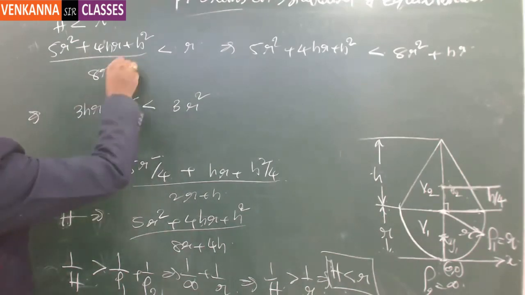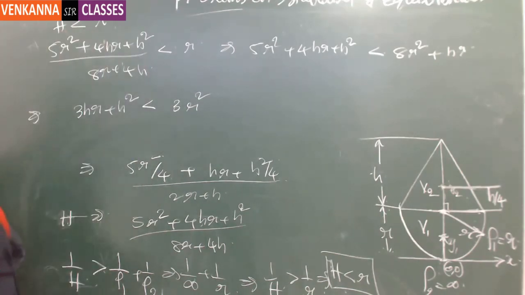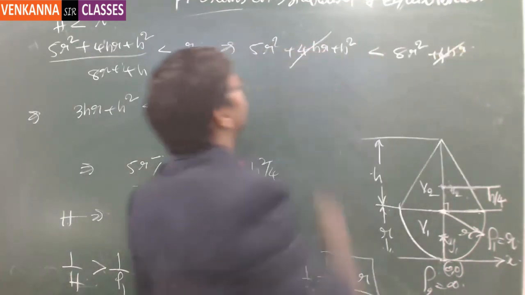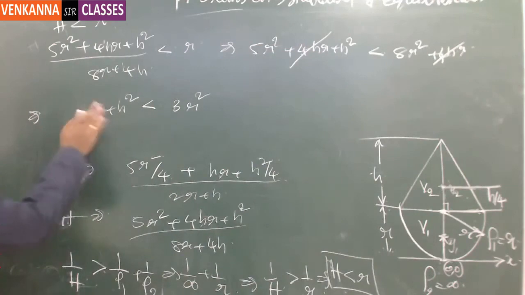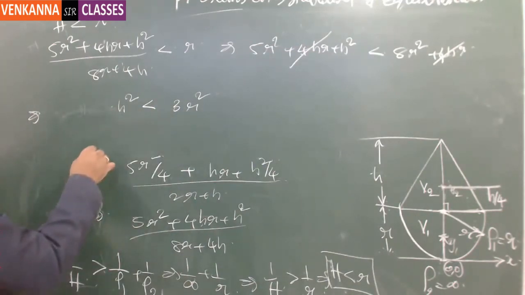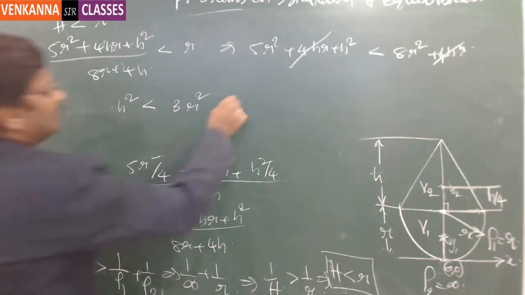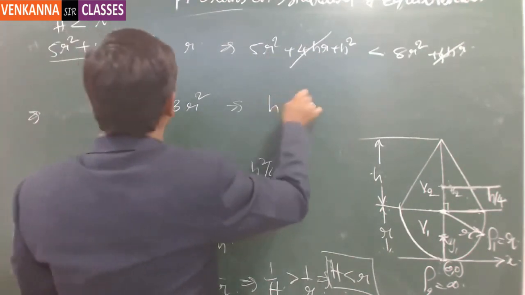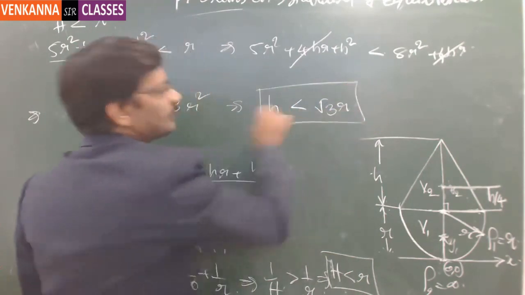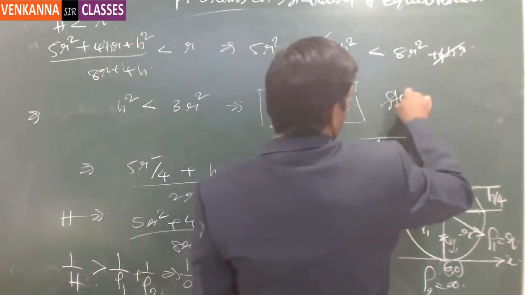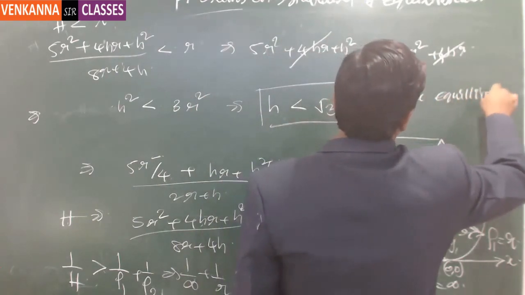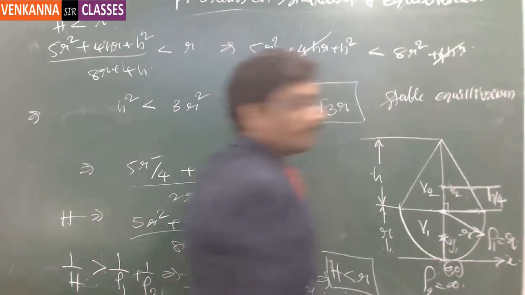Sorry, this is 4H, right? Yeah, so this is 4HR. Now it is cancelled. So H square is less than 3R square. So it implies H is less than root 3R. So this is the condition for stable equilibrium. Got it?